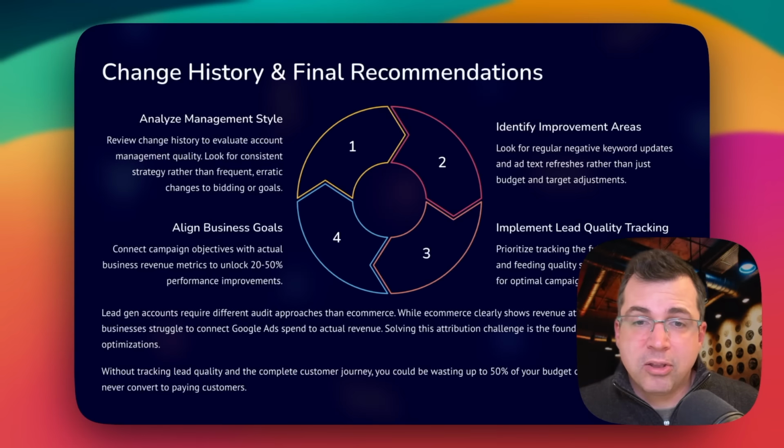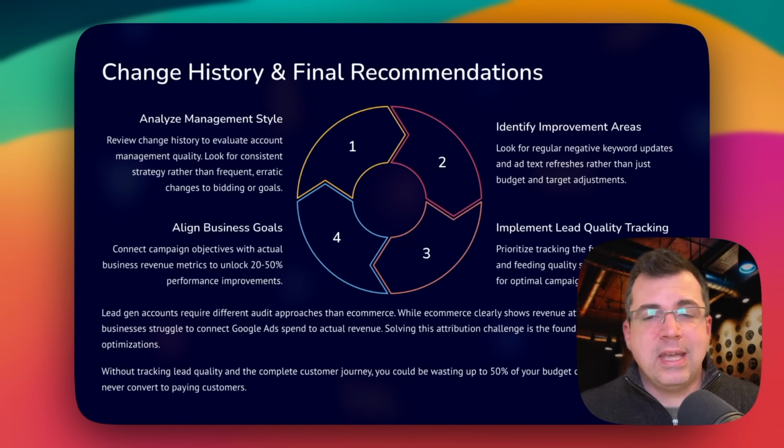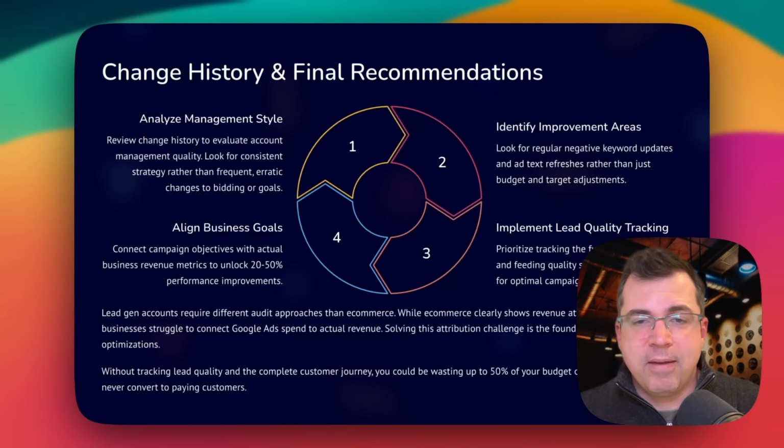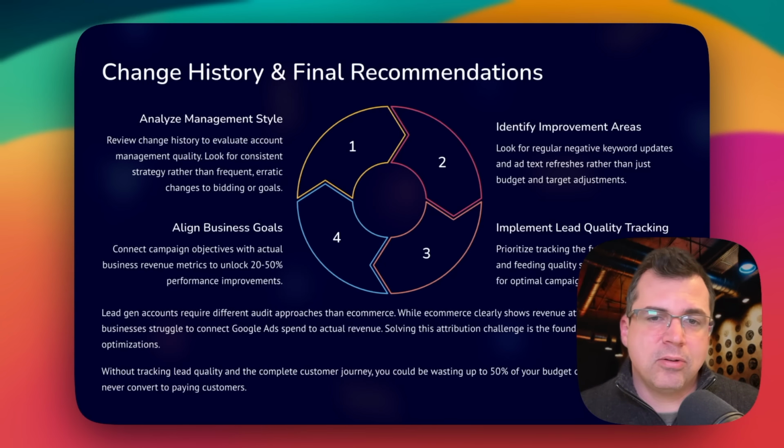The last one on our list is change history analysis. It tells a lot about the style of how your account is managed. Most accounts don't need daily adjustment. If you see frequent bidding changes, for example, target CPA 50 to 60 and then 50 back again and then 70 and then 50 back again, that's not a good sign.